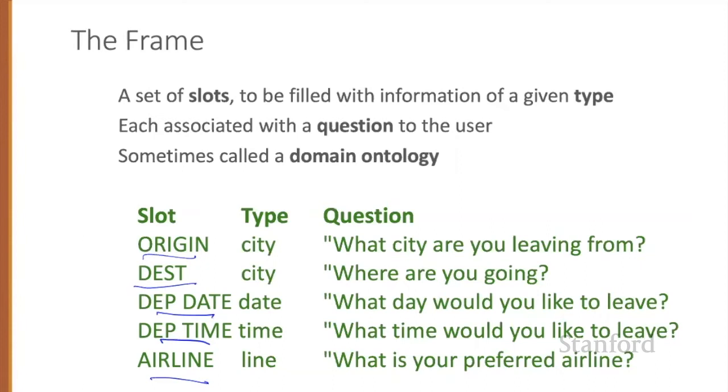The filler of each slot is constrained to values of a particular semantic type. In the travel domain, for example, a slot might be of type city, hence take on values like San Francisco or Hong Kong, or of type date, airline, or time.